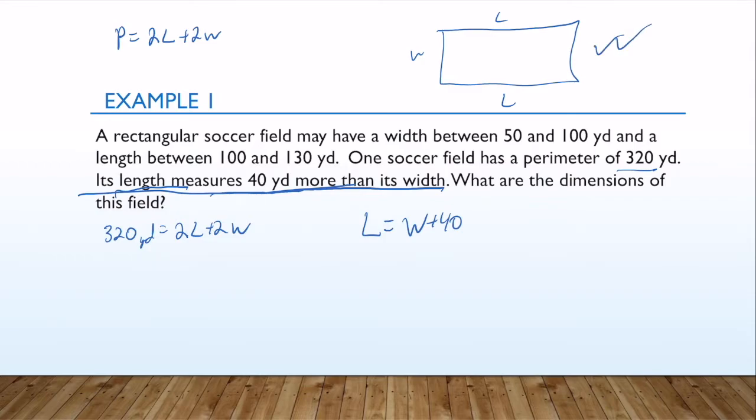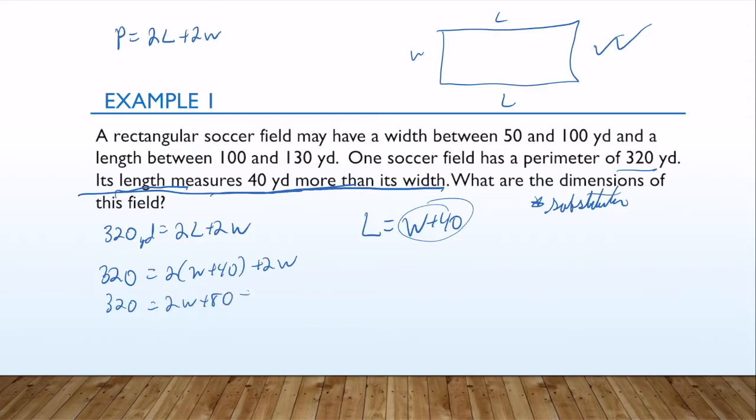I can now use substitution to solve. I can substitute in for L. So I have 320 equals 2 times W plus 40, plus 2W. 320 equals 2W plus 80 plus 2W. 320 is 4W plus 80. I subtract 80 from both sides. 240 equals 4W, so 60 is W. I divide both sides by 4.